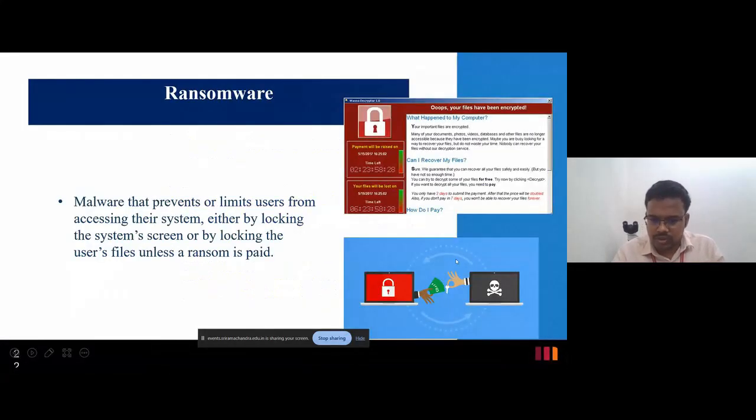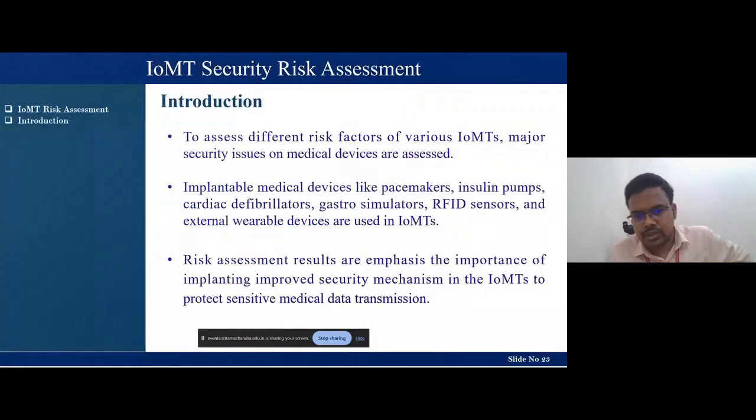Okay, so it's a simple concept. When you pay the money, the encrypted data will be decrypted and given to you. If not, it will be deleted. But in most cases, even if you pay the money, the data will be deleted. So that's what happened in most of the cases in ransomware. So this is a kind of attack. Okay, so this is all about the security attacks.